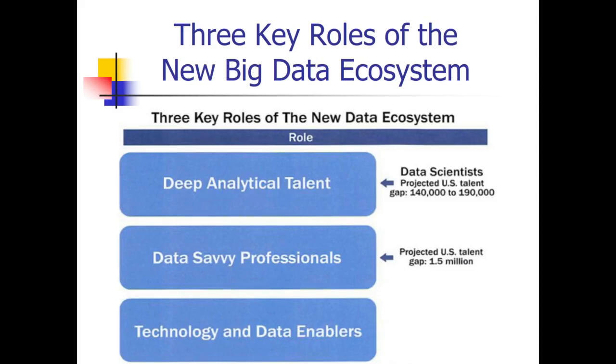Second comes data savvy professionals. These professionals are not going to generate the algorithms, but they are able to use those algorithms. They have the skill to use particular algorithms. That is the actual purpose of data savvy professionals. Even for these jobs, 1.5 million people are required in the US. So that is the gap in terms of millions. Third, technology and data enablers. Obviously, the data engineers come into the picture. They analyze the data and distribute the reports in terms of dashboards. So these are the three key roles of the new big data ecosystem.